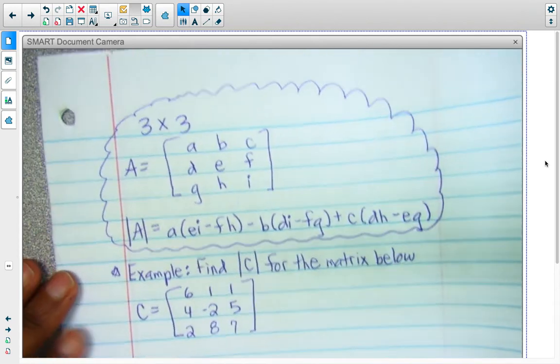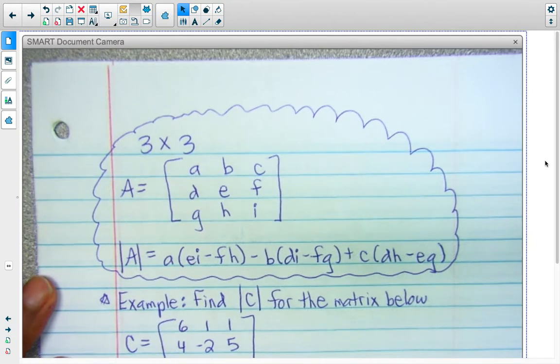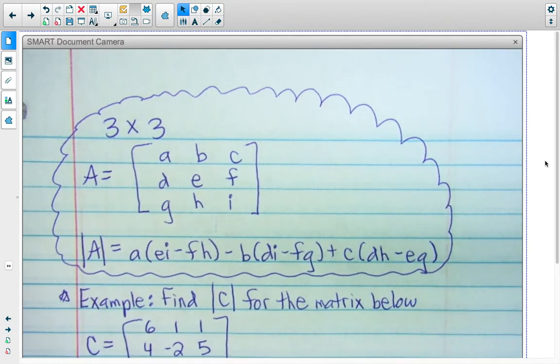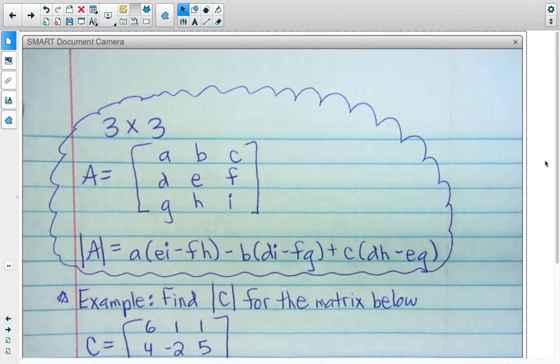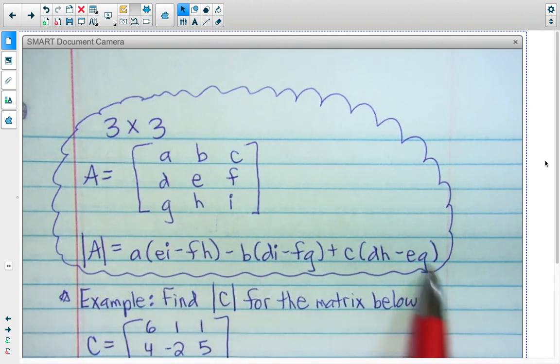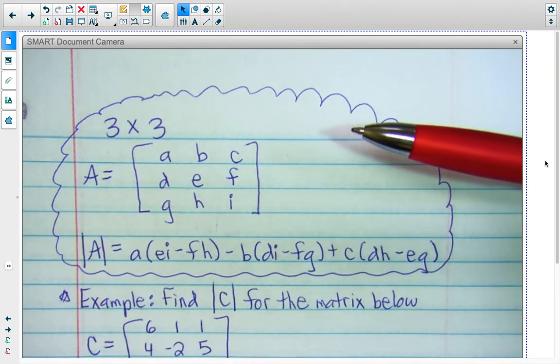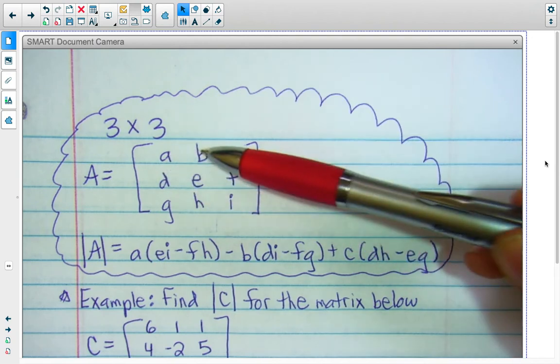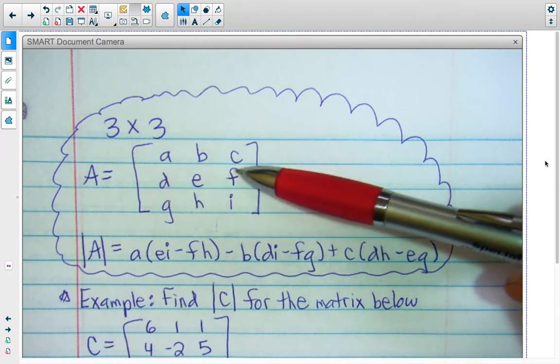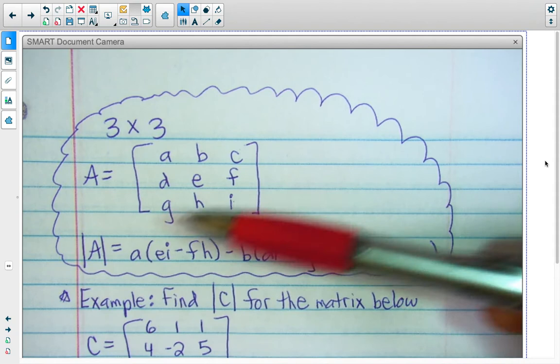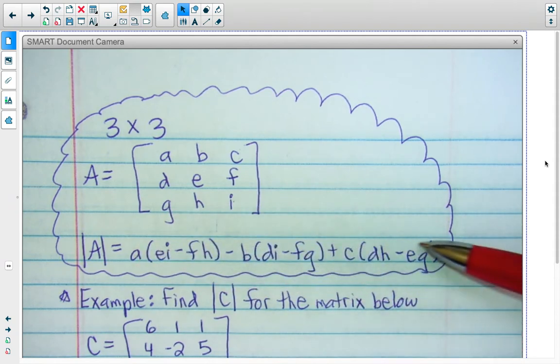Now let's find the determinant for a 3 by 3 matrix. There's still a formula for it. It's just a little longer, as you can see here, but I'm going to walk you through it and how to break it down and understand it a little better. So for a 3 by 3 matrix, you find the determinant by following this formula here. For a 3 by 3 matrix, it has 9 elements: A, B, C, D, E, F, G, H, I. And this is the formula that we're following.